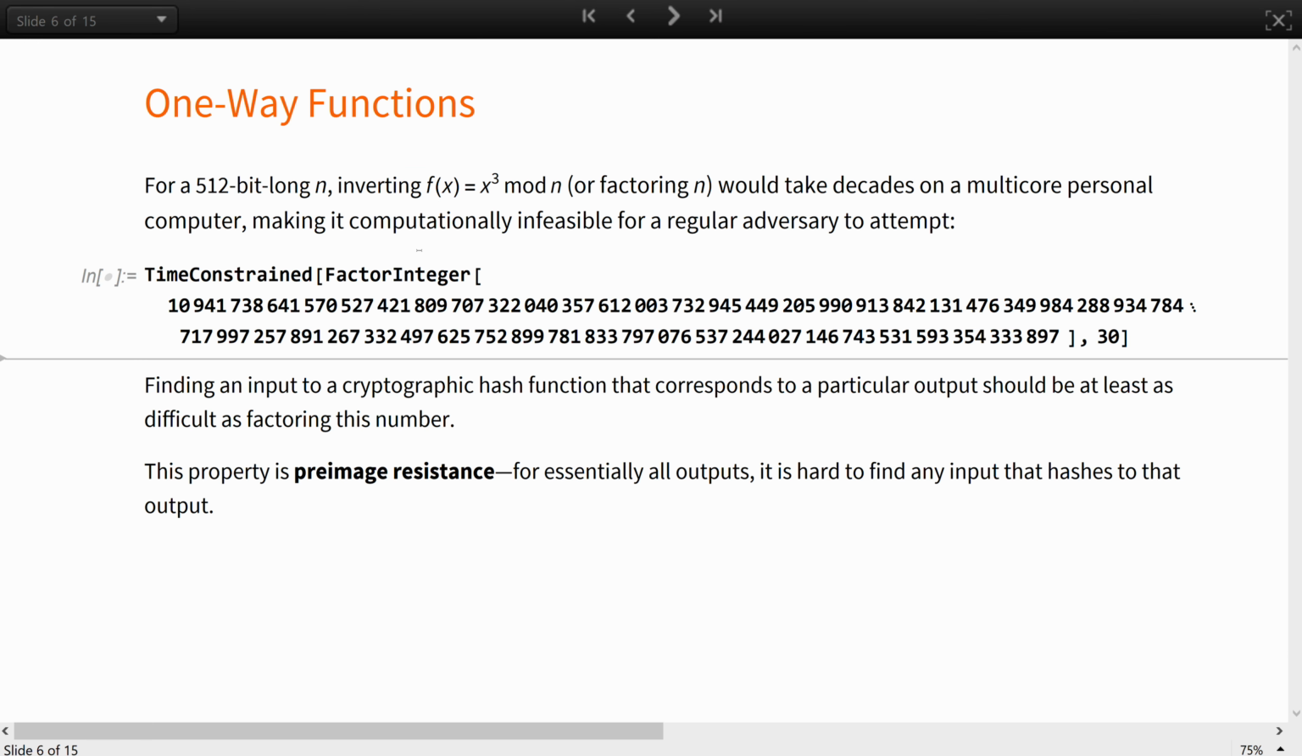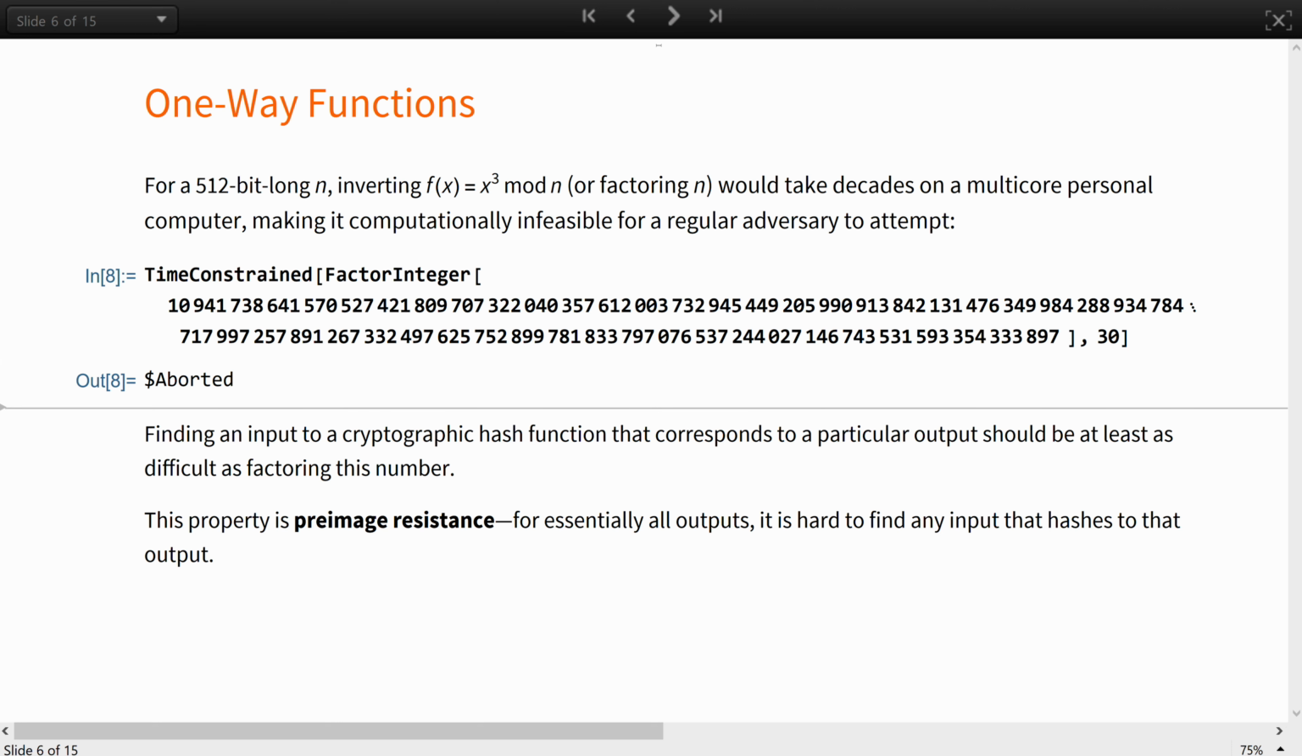However, already for a 500-bit long n, inverting x cubed modulo n, or factoring n, would take decades on a multi-core personal computer, making it computationally infeasible for a regular adversary to attempt. Like this specific example, solve stops after 30 seconds of trying. Finding an input to a cryptographic hash function that corresponds to a particular output should be at least as difficult as factoring the preceding number. This property is also called pre-image resistance. That means for essentially all outputs, it is hard to find any input that hashes to that specific output.